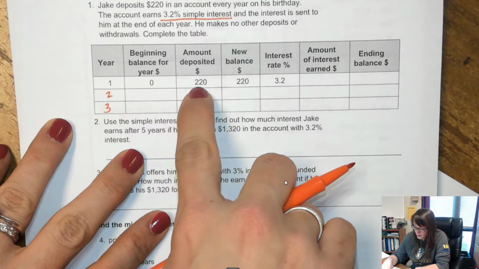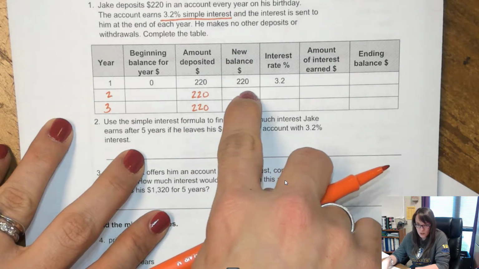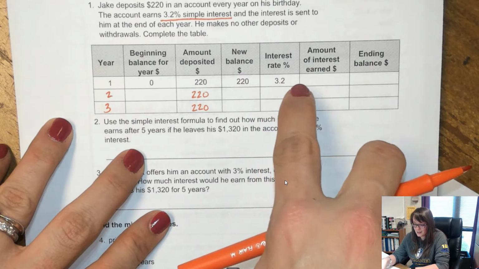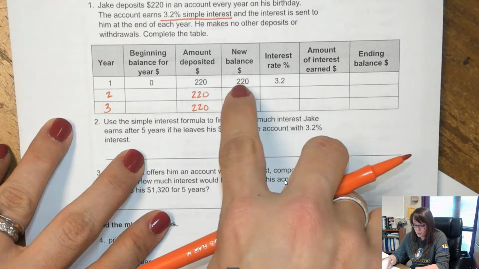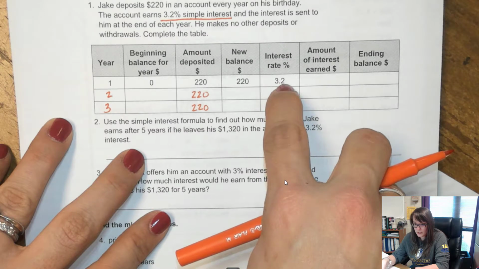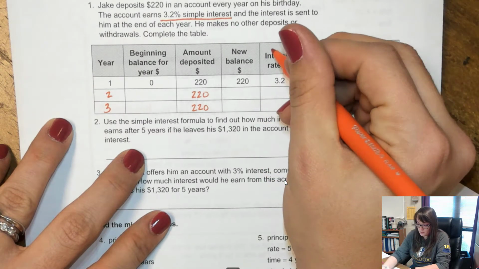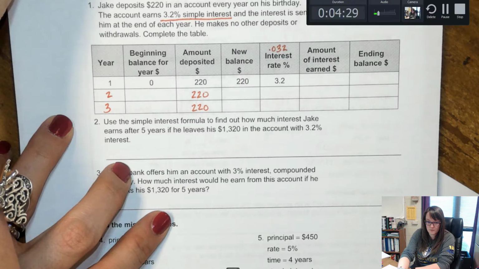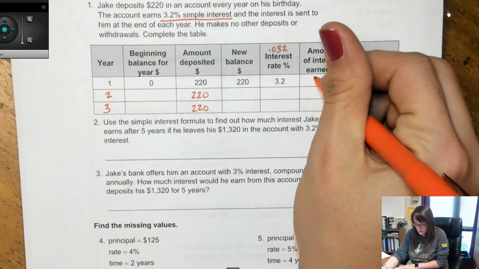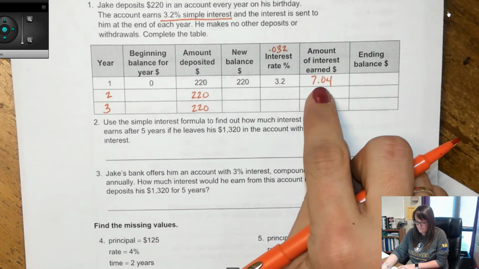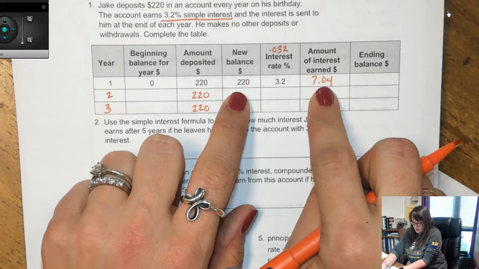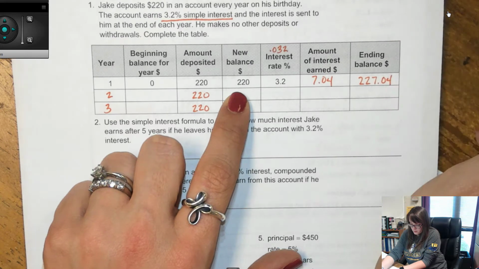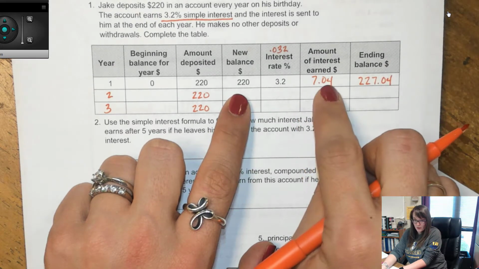So we've got amount deposited, 220. New balance, 220. Interest rate is 3.2. Now we talked about how you can just multiply by the decimal. So do 220 times 0.032. You should get 7.04. Ending balance is 227.04. But he gets that 7.04.